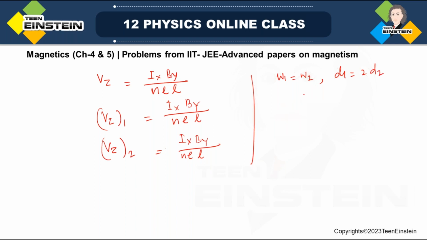Now the question was, the first option was W1 is equal to W2, then D1 is equal to 2D2, and then it will be V2 is equal to 2V1. So this we have to show whether it is correct or not. Okay, so W1 is equal to W2, we have seen already. Okay, so length is the same. Length is same.